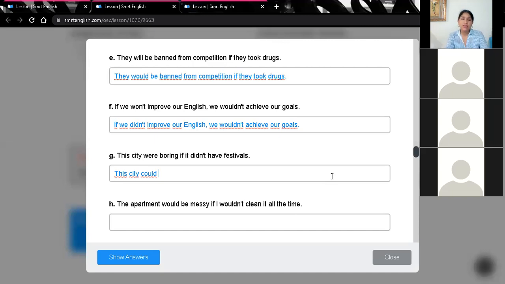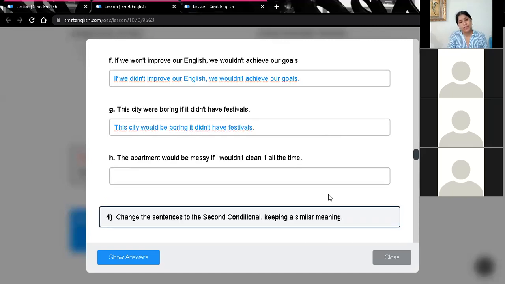Could, I think it fits more would. Will be boring if it didn't have festivals. Yes? Okay. Letter H. Guillermo, please.